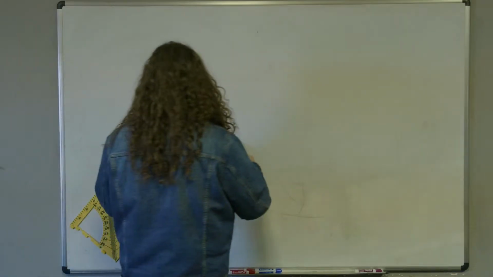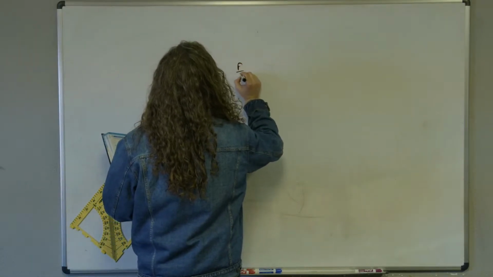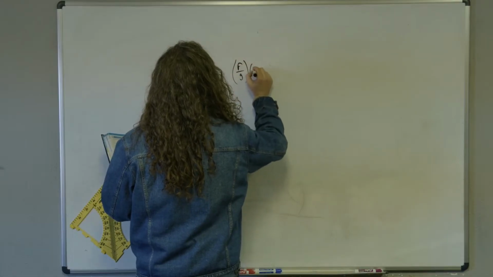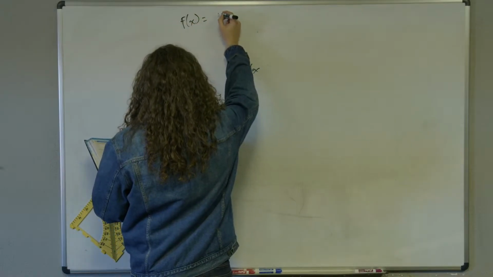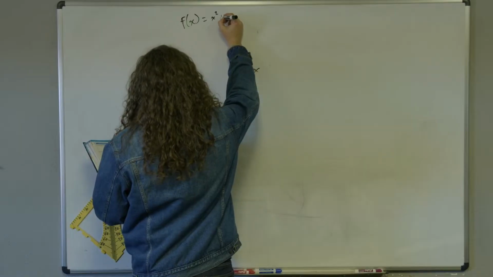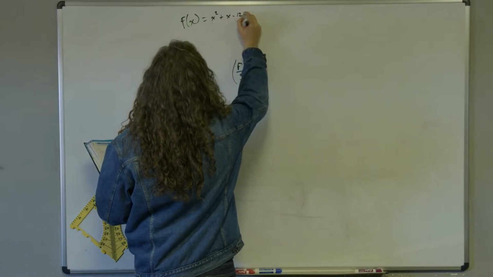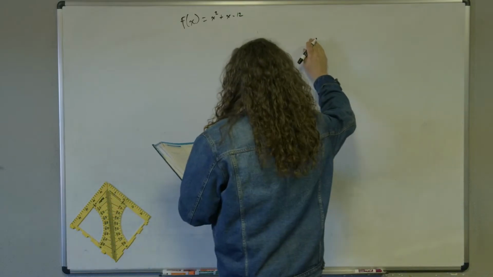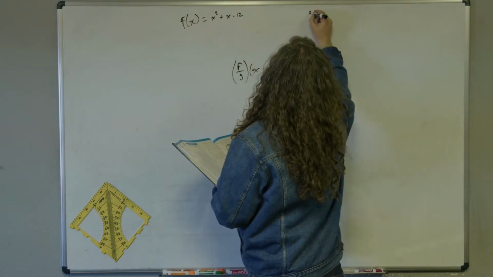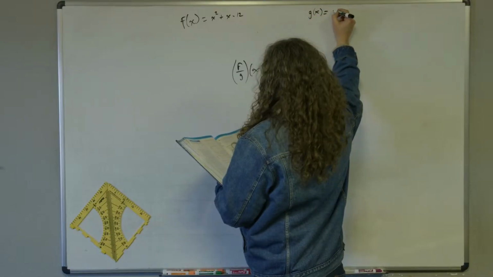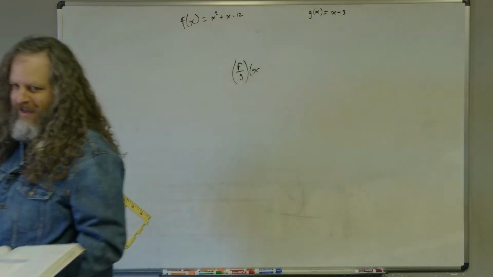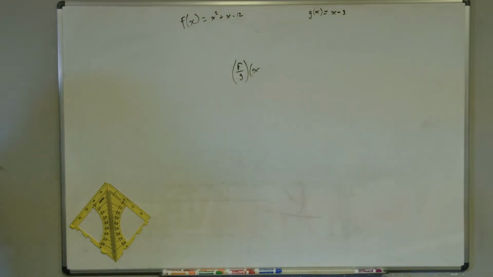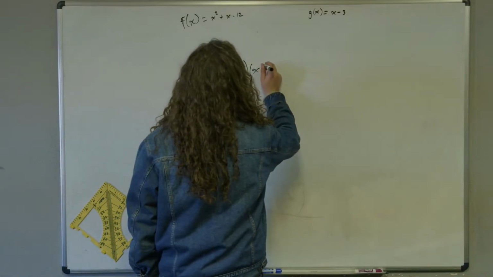So it wants us to find f divided by g of x. F of x equals x squared plus x minus 12. And g of x equals x minus 3. This problem is really kind of trying to push us and get us ready for the rest of the chapter. Because we're going to be doing lots of stuff with this.